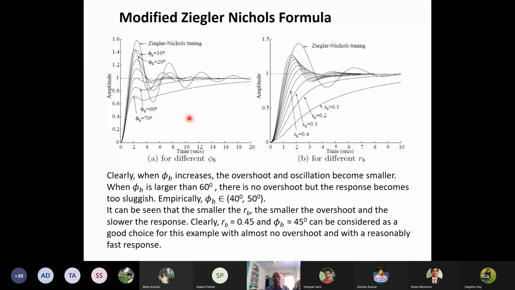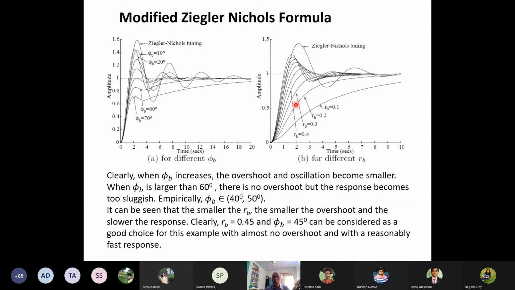So from here, we can say empirically that phi V should be between 40 degrees and 50 degrees. It has been shown for many systems, specifically first order with dead time systems, that phi V should be between 40 and 50 degrees. And for RB, the value will be around 0.45, and phi V is 45 degrees.